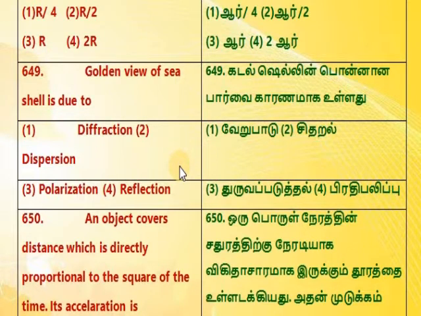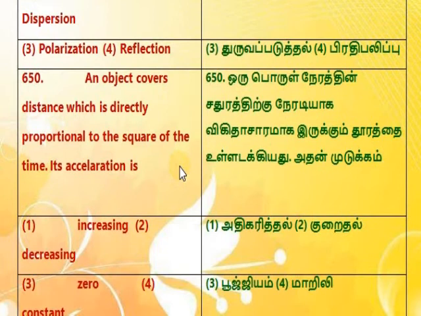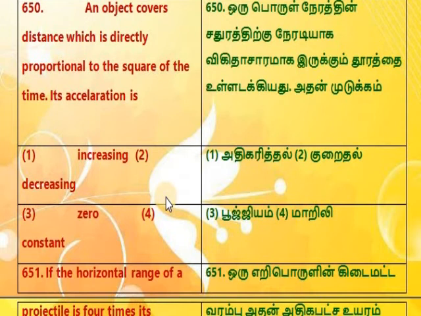650. An object covers distance which is directly proportional to the square of the time. Its acceleration is: 1. Increasing, 2. Decreasing, 3. 0, 4. Constant.